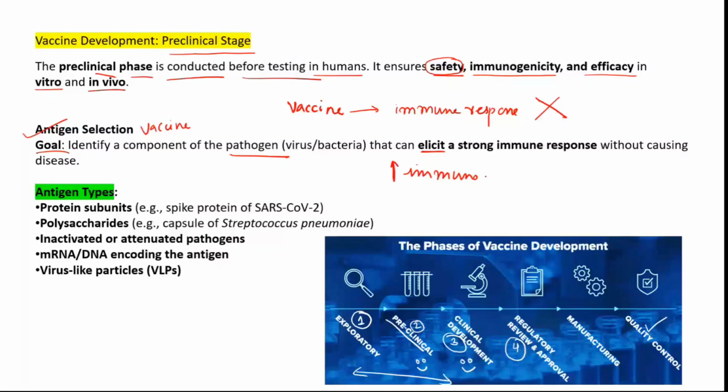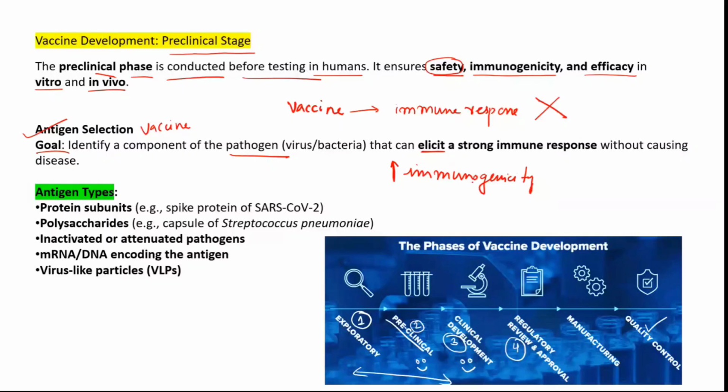Immunogenicity means it is able to generate an immune response in our human body. If it cannot develop its immune response, then what's the point? Why would we take it? So this is the main goal while selecting the antigen, that it can be a virus, it can be bacteria, but it should be very highly immunogenic. So this is the first goal.